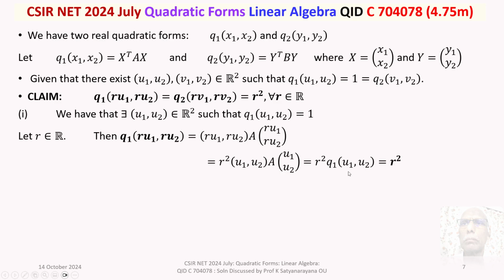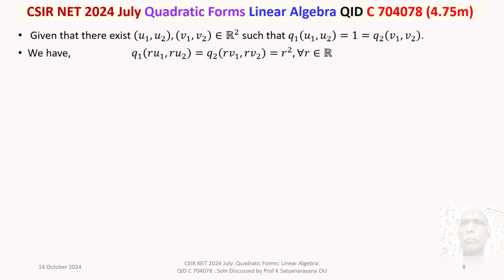But Q1 of U1, U2 is 1. So R square into 1 is R square. Thus we got this result. That is the first one. And similarly, you can do it for Q2. Q2 of RV1, RV2 is equal to R square. Okay, this is what we want. It is an intermediary result. This we will use in the next slide.